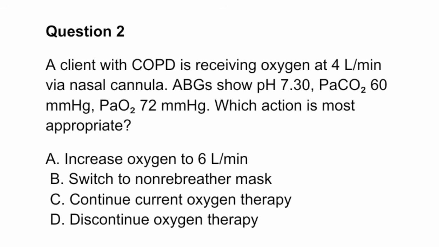Question 2. A client with COPD is receiving oxygen at 4 liters per minute via nasal cannula. ABGs show pH 7.30, PaCO2 60 mm mercury, PaO2 72 mm mercury. Which action is most appropriate?